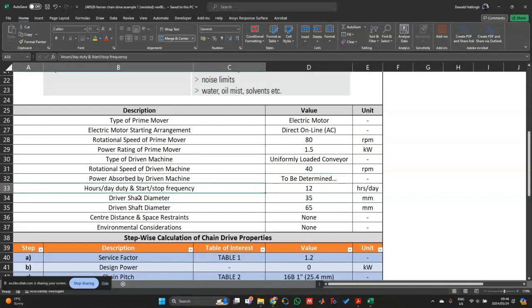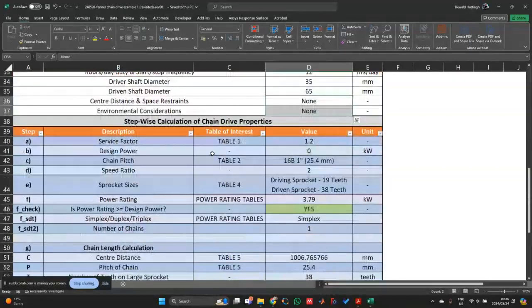And then we also have the duty hours, the driver shaft, the driven shaft diameters, center distances. We didn't have any space restraints or any other issues that we needed to take into account for example 1, so I just set none over here. And then you have this stepwise calculation of the chain drive properties as well. We always start off with a service factor. We can get this from table 1, and you'll remember that that was 1.2. Then we got the design power.